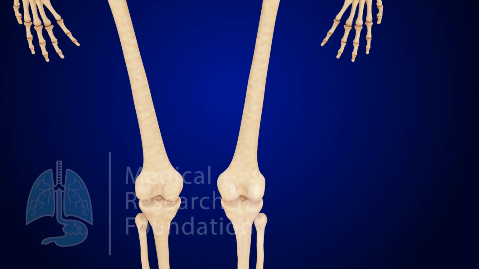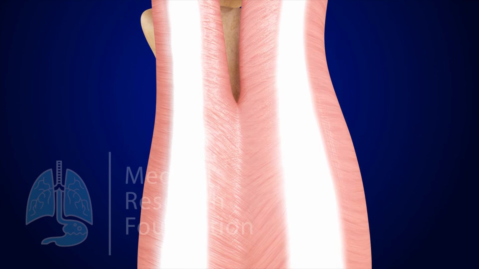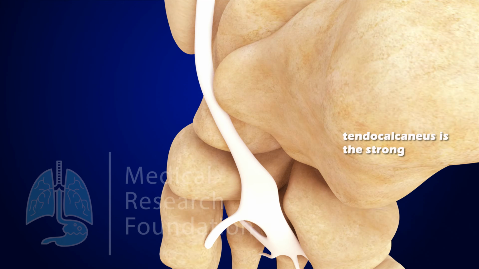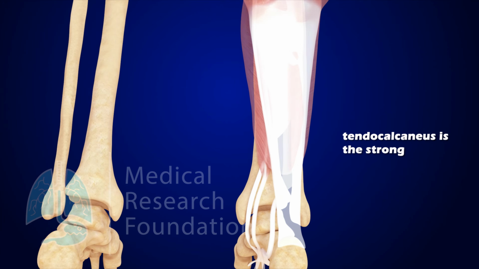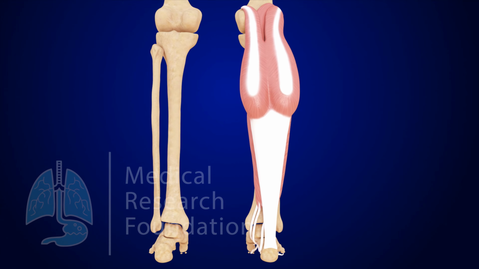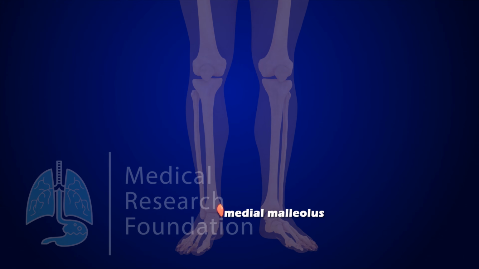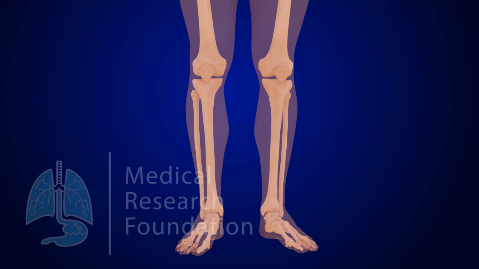Gastrocnemius and the underlying soleus form the fleshy prominence of the calf. Tendocalcaneus is the strong, thick tendon of these muscles. It is attached below to the posterior surface of calcaneum. Medial malleolus is the bony prominence on the medial side of ankle. It is formed by a downwards projection from the medial surface of the lower end of tibia.